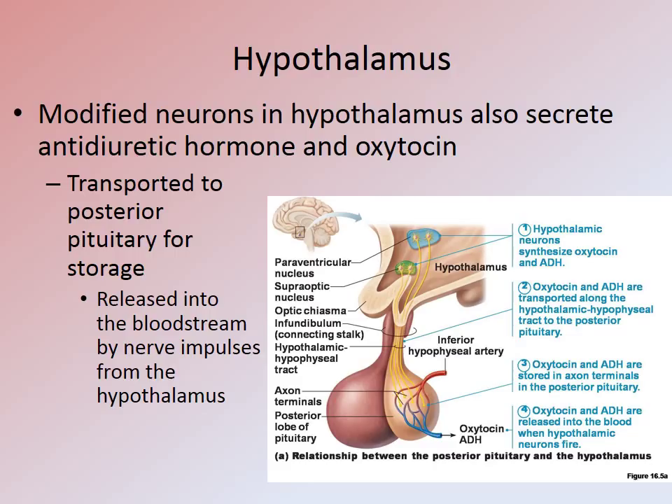So the modified neurons in the hypothalamus also secrete antidiuretic hormone and oxytocin. The hypothalamus is what produces these two hormones, and they're transported to the posterior pituitary gland for storage. So even though these two hormones are produced in the hypothalamus, they make their way down to the posterior pituitary gland, and it stores these two hormones. That is the job of the posterior pituitary gland, just to store these two hormones. And they're released into the bloodstream by nerve impulses from the hypothalamus when the body needs them, right? So this picture shows you that the hypothalamus is producing these two, and they make their way down to the posterior pituitary gland for storage.